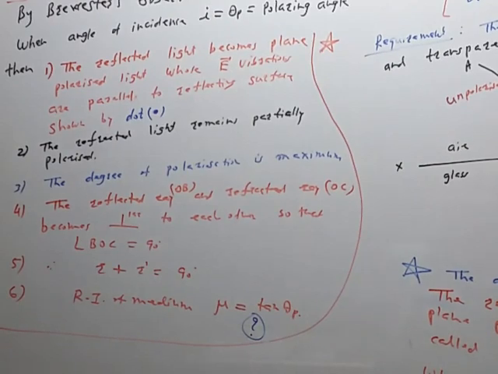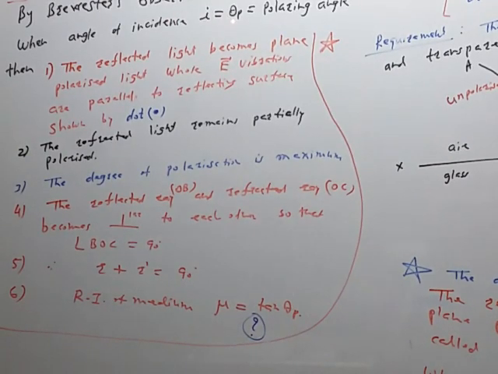So this is a particular case. When the angle of incidence I is equal to theta p, then what happens? This reflected light becomes plane polarized. So when I is less than or greater than theta p, then the reflected light is partially polarized. Now it becomes perfectly plane polarized light, and its electric field vibrations are parallel to the reflecting surface, shown by the dot. In this figure, we have shown this partially polarized light. The refracted light remains partially polarized. It is always partially polarized. The degree of polarization is maximum, therefore the first point is observed.